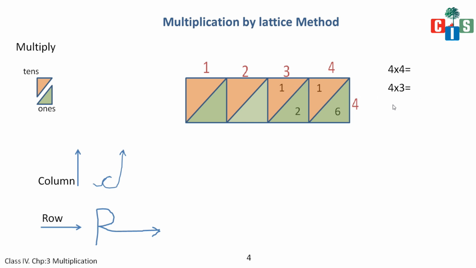Now the third box. 4 multiplied by 2 is 8. So 8 in the ones place, 0 in the tens place. 4 multiplied by 1 is 4. So 4 in the ones place. 0, if you write it in the tens place, it's okay. So my answer will be 4, 8, 2, 6. Yes? No, it will not be my answer.